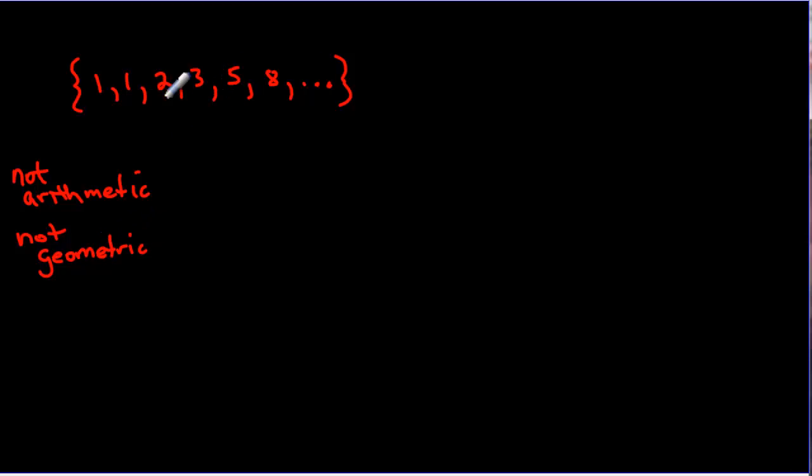But can we find a pattern? If we look at the two previous numbers, notice here 2 is the sum of those two numbers. So let's see if that works here. When I get to 3, that's the sum of those two numbers. The 5 is the sum of those two numbers. The 8 is the sum of those two numbers. So many of you have probably heard of this before. This pattern is called the Fibonacci sequence.